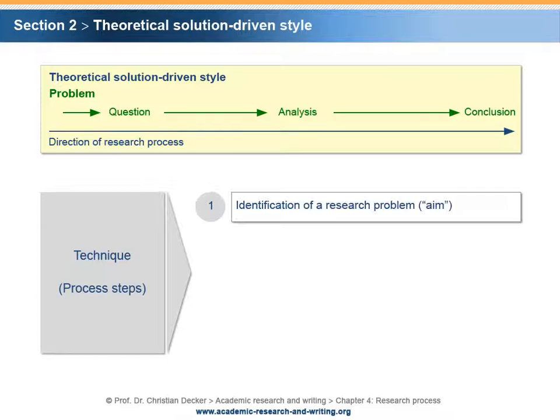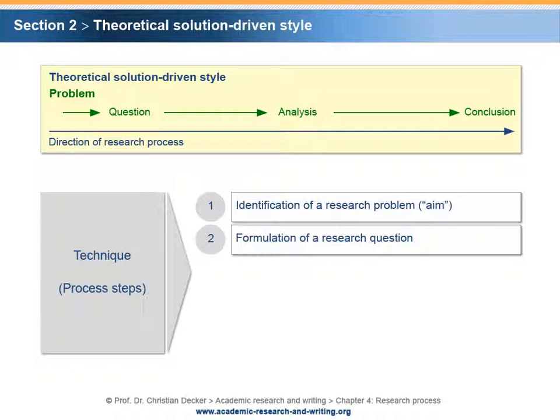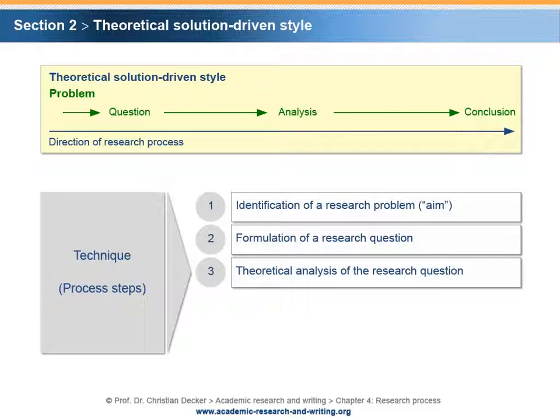First, a research problem has to be identified. In a second step, a research question has to be derived from the topic and formulated for the analysis to be undertaken. Thereafter, in a third step, the theoretical analysis of the research question will take place. In business sciences, the analysis will often require a literature-based research approach. Only in rare cases, a pure theoretical research approach will be applied.